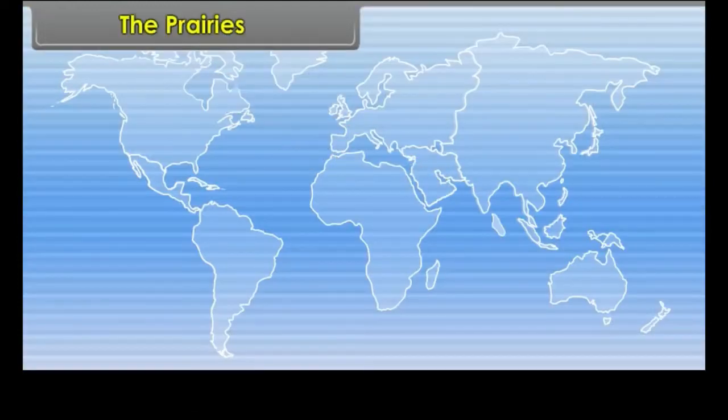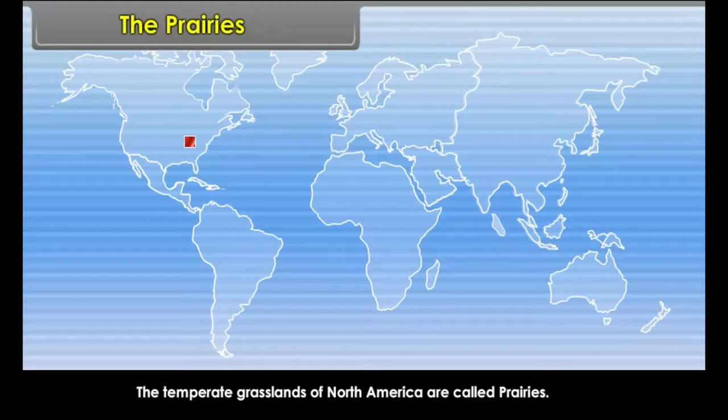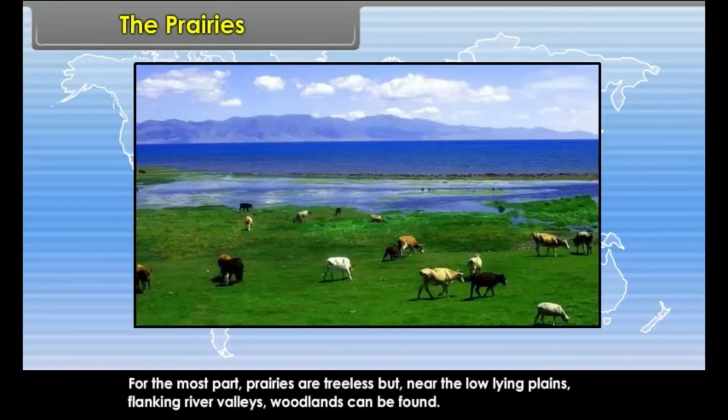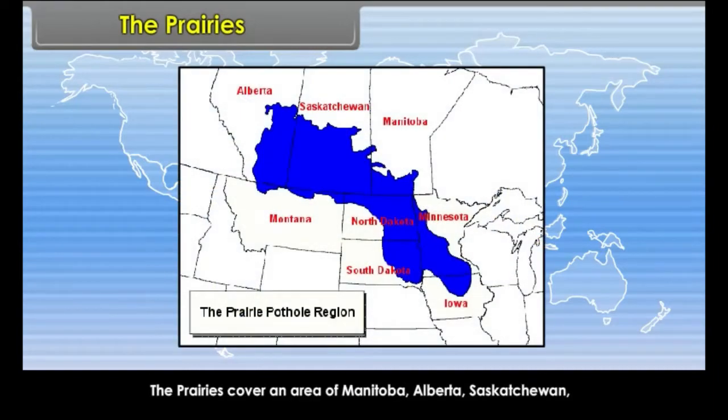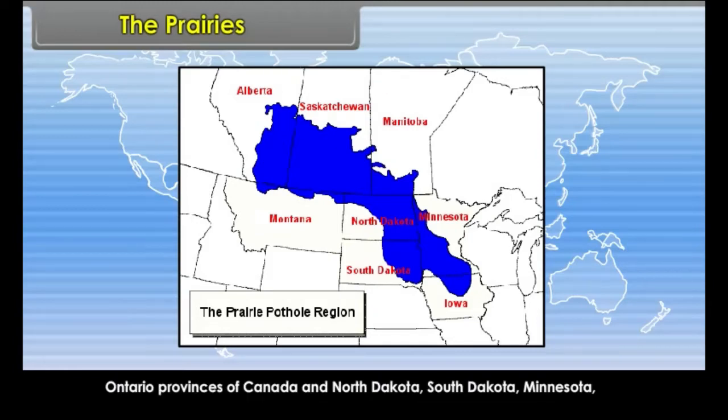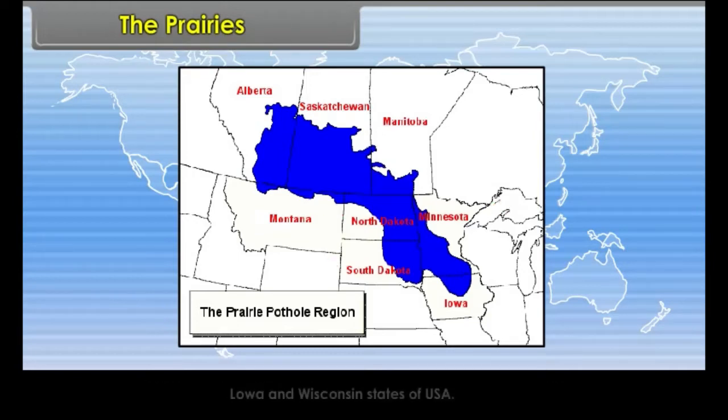The prairies. The temperate grasslands of North America are called prairies. For the most part, prairies are treeless, but near the low-lying plains, flanking river valleys, woodlands can be found. They extend from the Rocky Mountains in the west to the Great Lakes and Appalachian Highlands in the east. The prairies cover an area of Manitoba, Alberta, Saskatchewan, Ontario provinces of Canada and North Dakota, South Dakota, Minnesota, Iowa and Wisconsin states of USA.